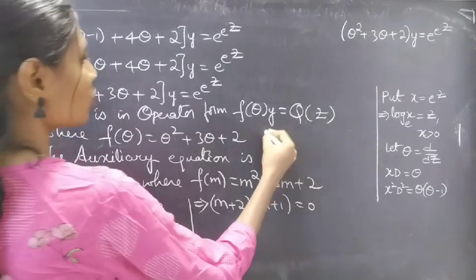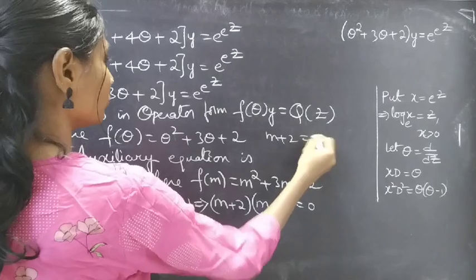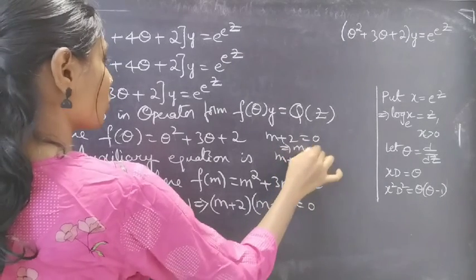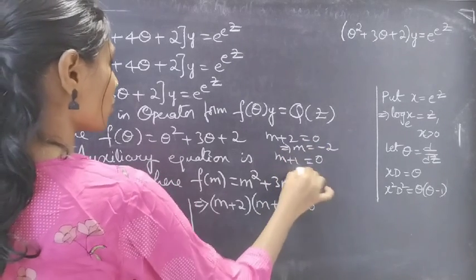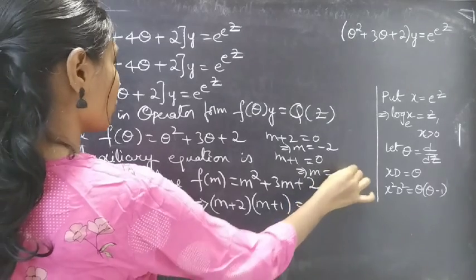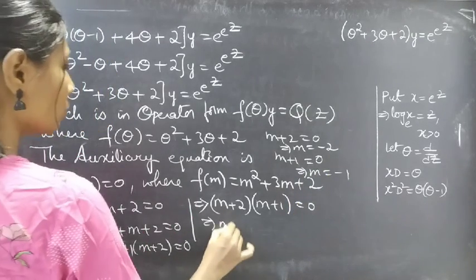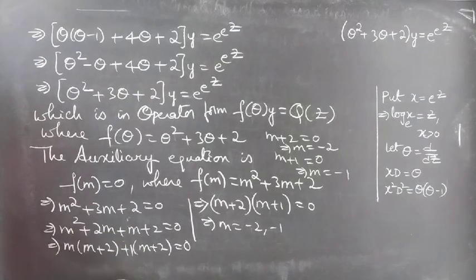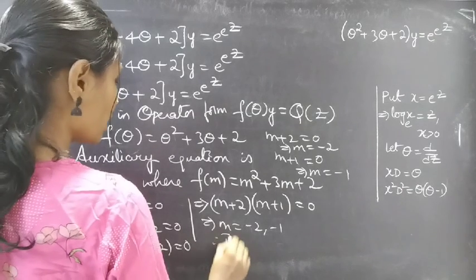Now we equate each factor to 0. From m plus 2 equals to 0, we'll get m equals to minus 2, and from m plus 1 equals to 0, we'll get m equals to minus 1. Then m equal to minus 2, minus 1 are the roots of our auxiliary equation. Therefore, the roots are real and distinct.